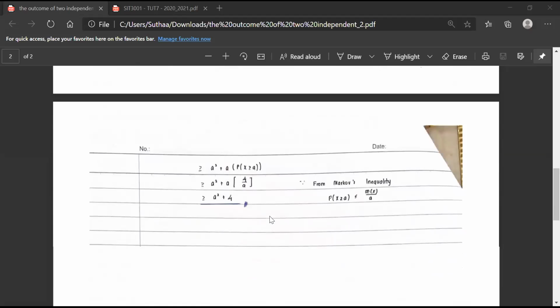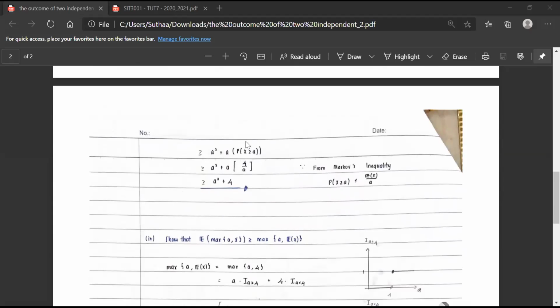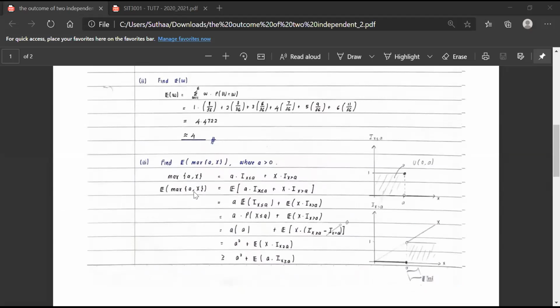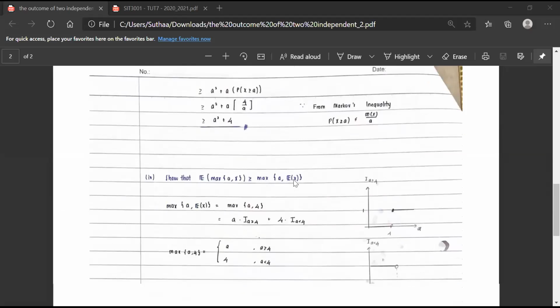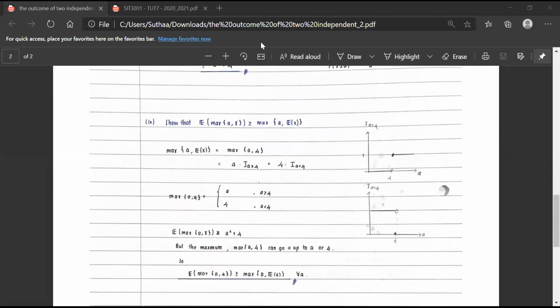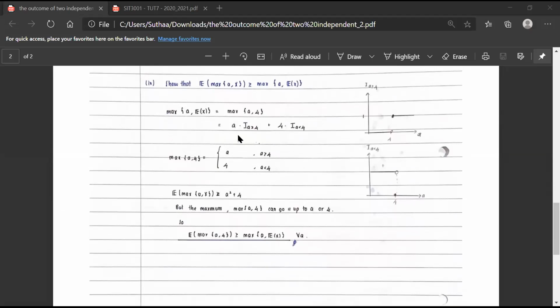Since x is uniformly distributed, I used that to get this answer, and then I get that the expectation of the maximum of a and x is greater than or equal to a squared plus 4. And then for question 4, we just have to show whether the expectation is greater than this.